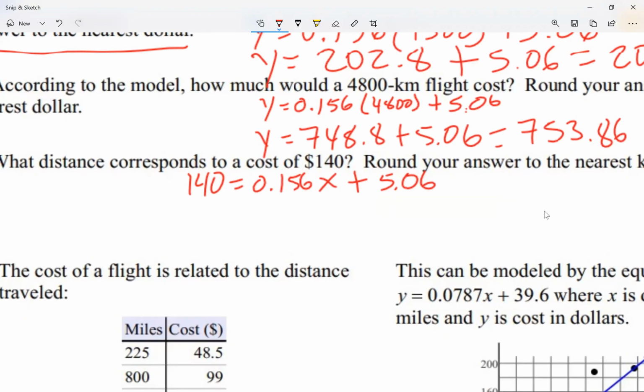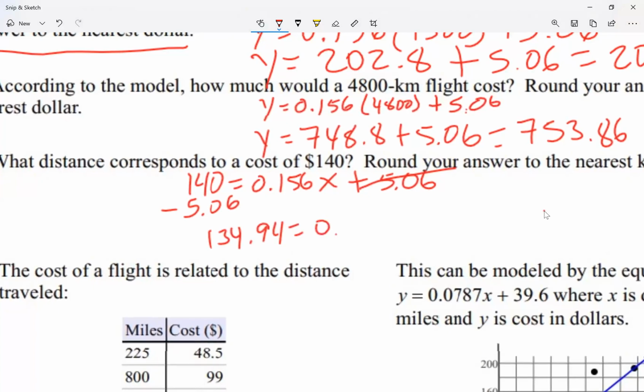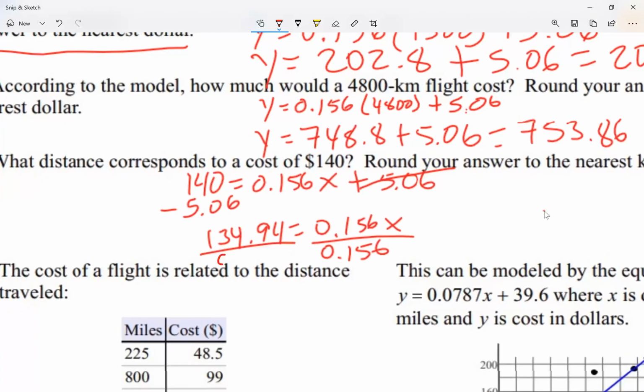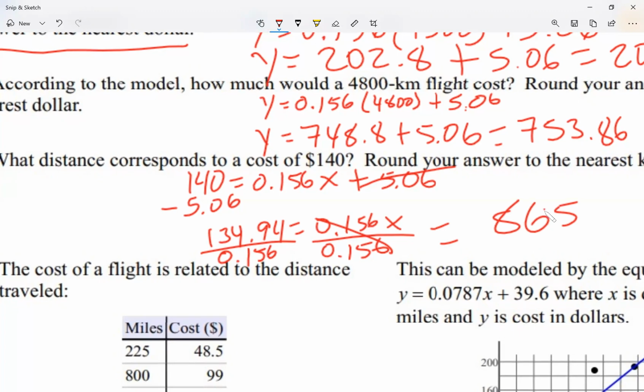I want a term that has the x by itself. So this plus 5.06, let me move it over here as a minus 5.06. So I have 134.94 is equal to 0.156 times x. And then lastly, let me divide this by the decimal in front of x. So I'm gonna divide this by 0.156. Okay, so 134.94 divided by 0.156 gives me 865. Oh, cool. I expected less than 1,000, so that sounds about right. 865.